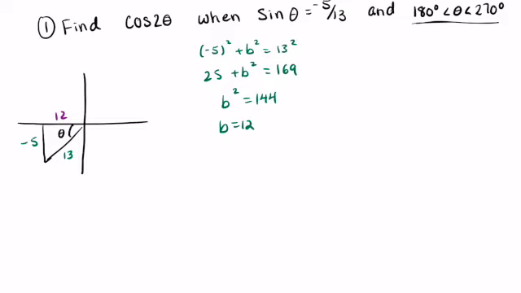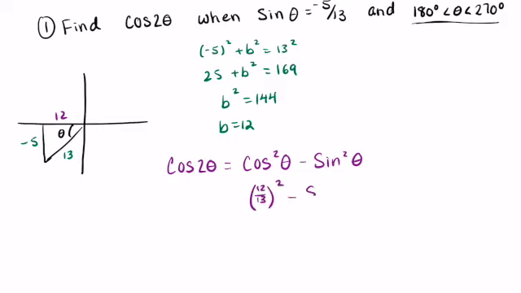Now we can finally utilize our properties and identities to find the double angle of cosine. So what I want to do is take my double angle cosine formula. And again, I use this one. You can use whatever you want as long as it's double angle of cosine, and go from there. So I have cosine squared, which is going to be 12/13 squared, minus sine squared, which is going to be -5/13 squared.